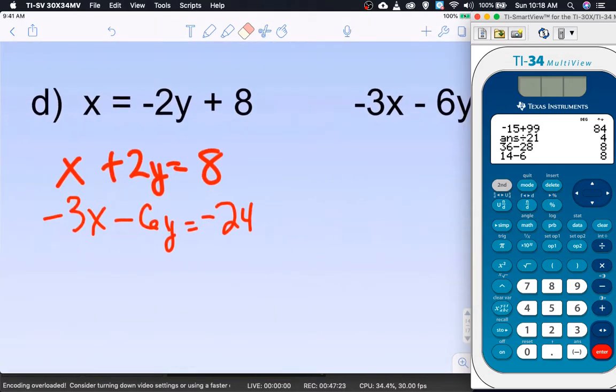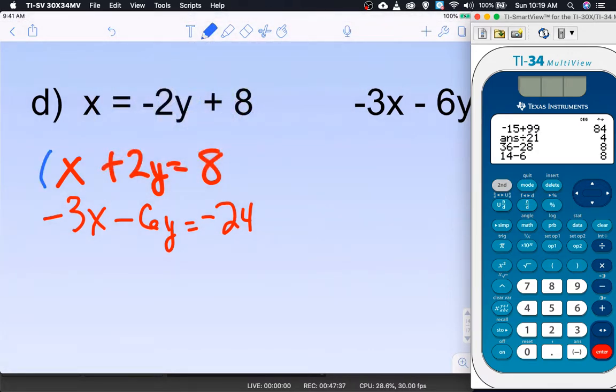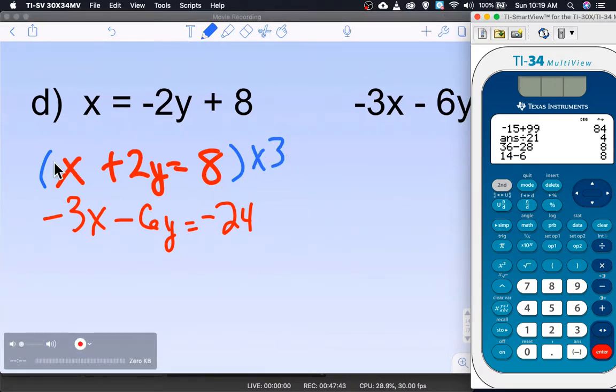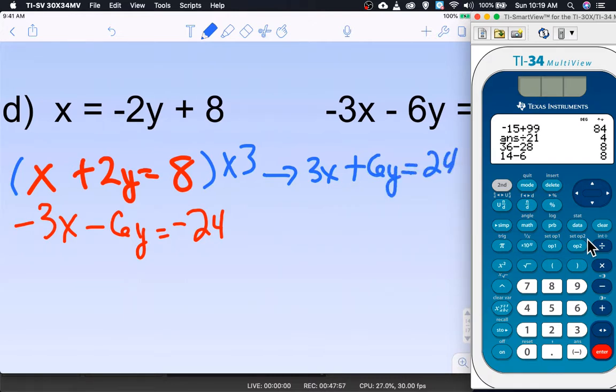All right, so I'm looking. The common multiple of 1 and 3 is 3. So if I multiply this top equation by 3, my x's will eliminate. So let's do that. I'm going to multiply my top equation by 3, and I'm choosing a positive 3 because that would make this become a positive 3x, and that will cancel with this -3x. The signs are already different. So in doing that, I get 3x plus 6y equals 24, and on the bottom, it stays the same: -3x minus 6y equals -24.